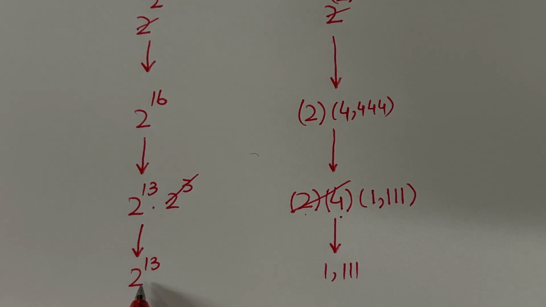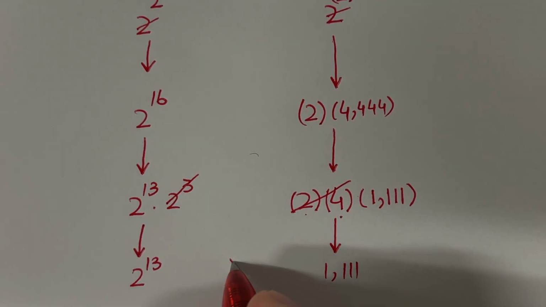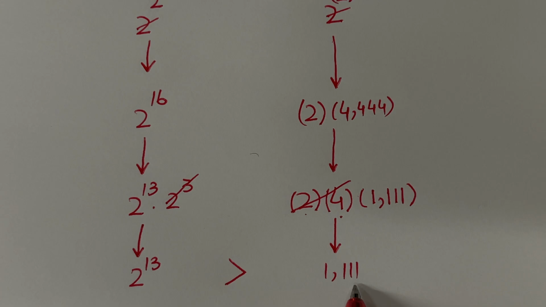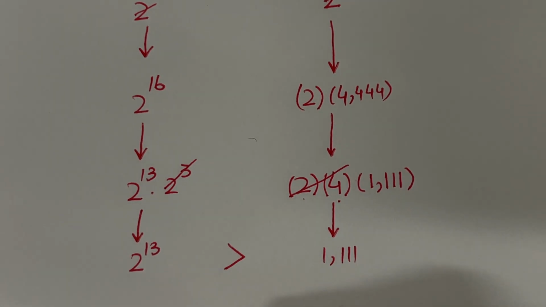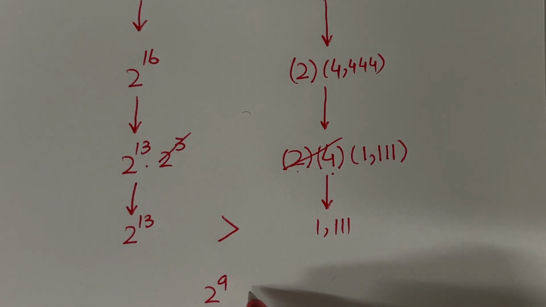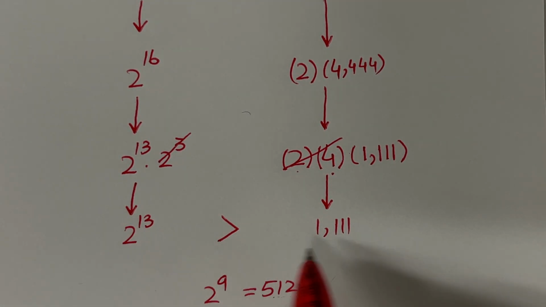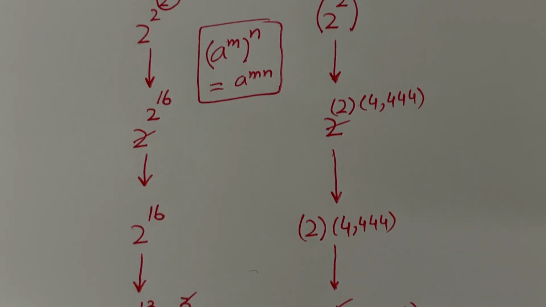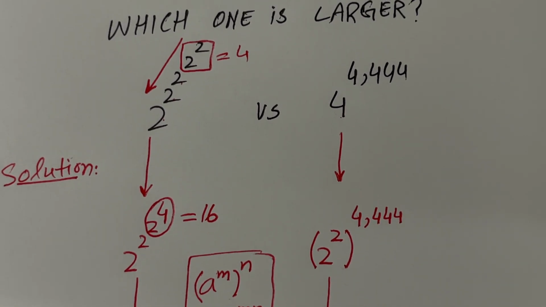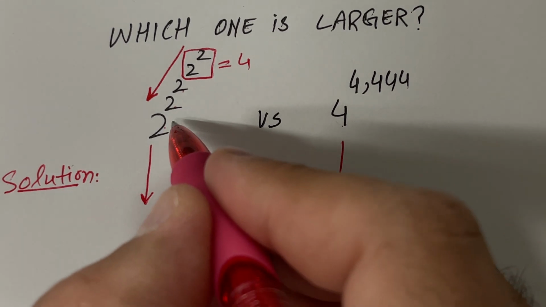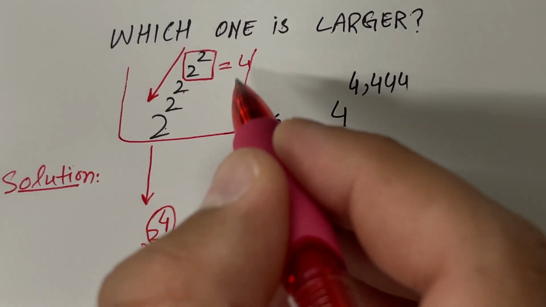1111. But 2 raised to the power 13 is much greater than 1111, because 2 raised to the power 9 is in fact 512. So 2 raised to the power 10 will be double of this, and 2 raised to the power 11 will be double of that. So in short, this is much greater than this number. So that means among these two numbers, this number is the larger one.